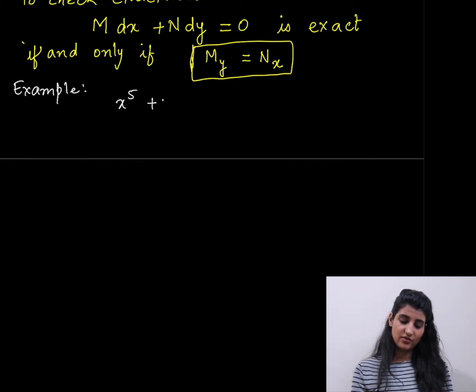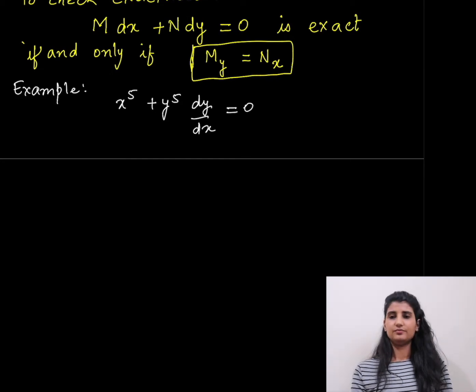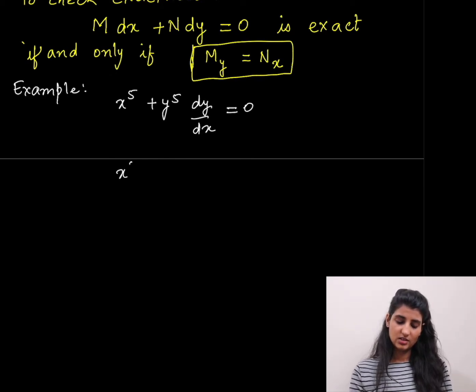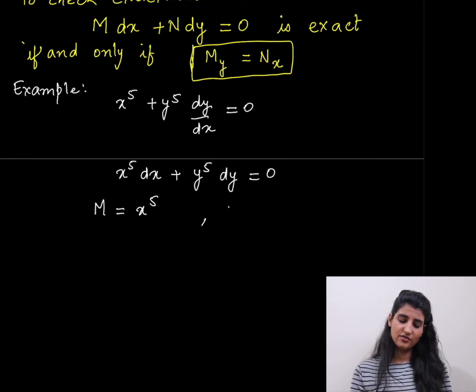Say x power 5 plus y power 5 dy over dx equal to 0. This equation is also separable. You can separate the variables and then solve it, but for the time being, let's check if this equation is exact or not. So this equation can be rewritten as x power 5 dx plus y power 5 dy equal to 0. Our M here is x power 5, our N, which is the coefficient of dy, is y power 5.